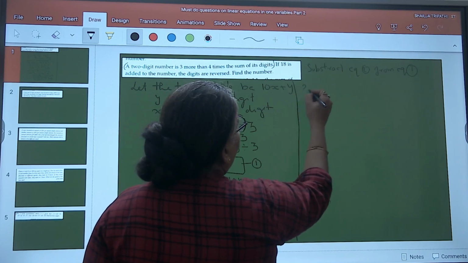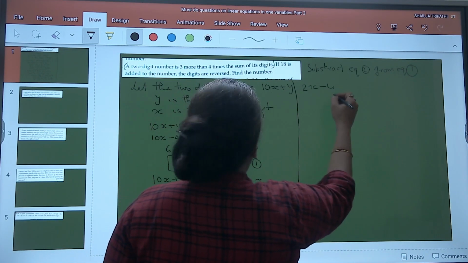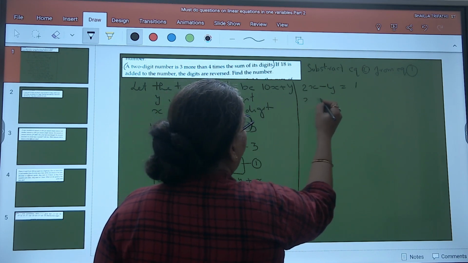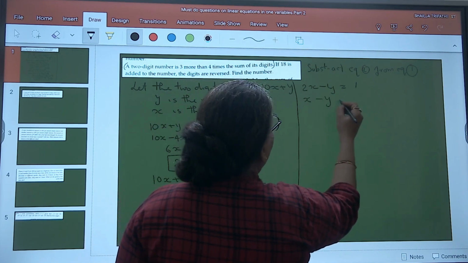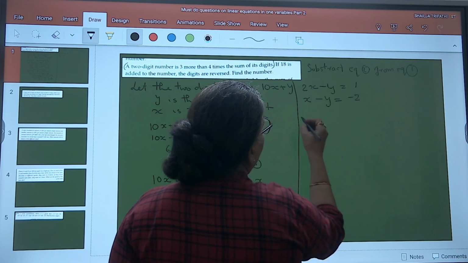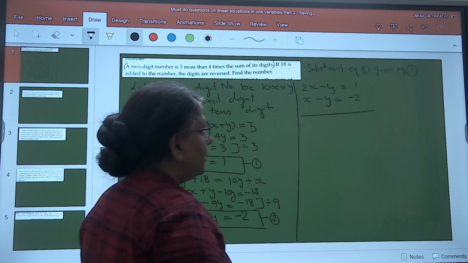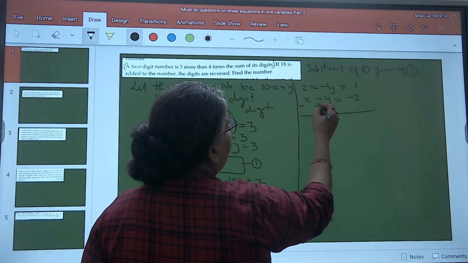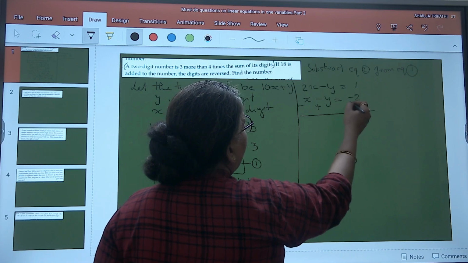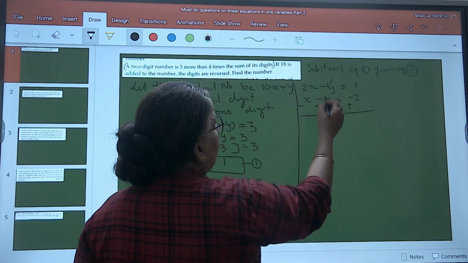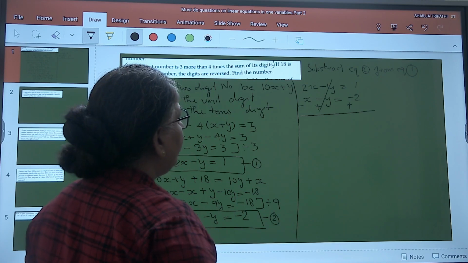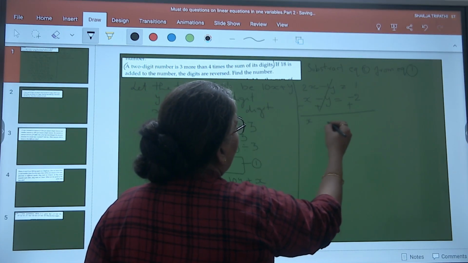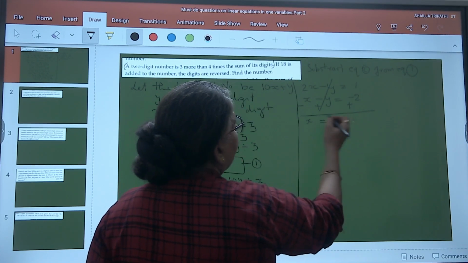So 2x minus y is equal to 1 and x minus y is equal to minus 2. While subtracting, we'll change the signs of the lower equation. That is, minus will become plus. So on subtracting, y cancels out and we are left with x is equal to 3.